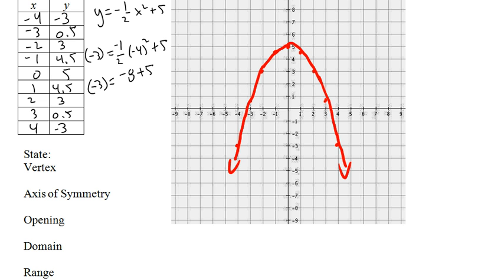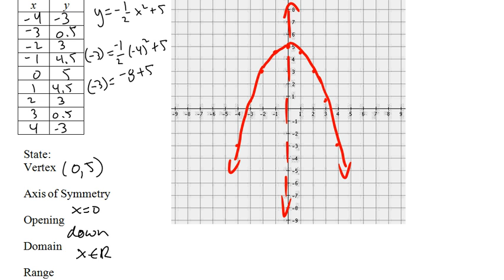So there's our parabola, and while I'm over here, I might as well draw on my axis of symmetry. Notice the axis of symmetry is just a mirror line, it's not part of the solution. Our vertex, as we said, is (0, 5). Our mirror line, our axis of symmetry, is at x equals 0. Opening down, because we had a negative in front of the x squared.